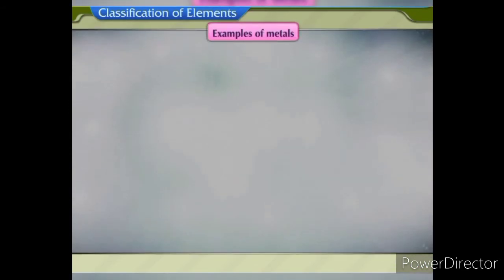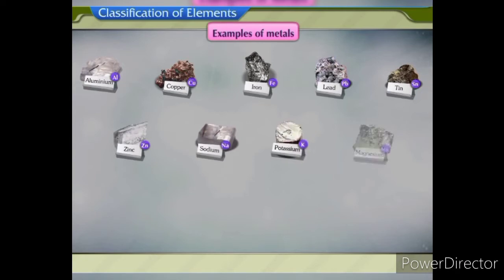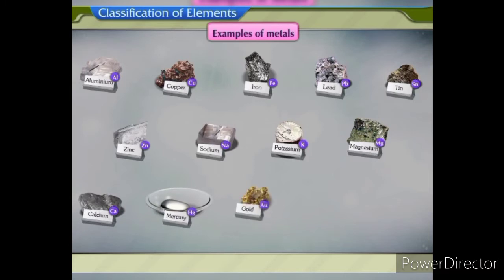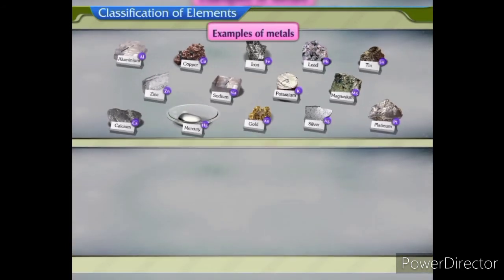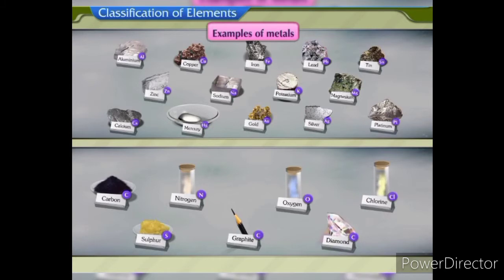Some of the examples of metals are aluminium, copper, iron, lead, tin, zinc, sodium, potassium, magnesium, calcium, mercury, gold, silver, and platinum. Carbon, nitrogen, oxygen, chlorine, sulfur, graphite, and diamond are examples of non-metals.